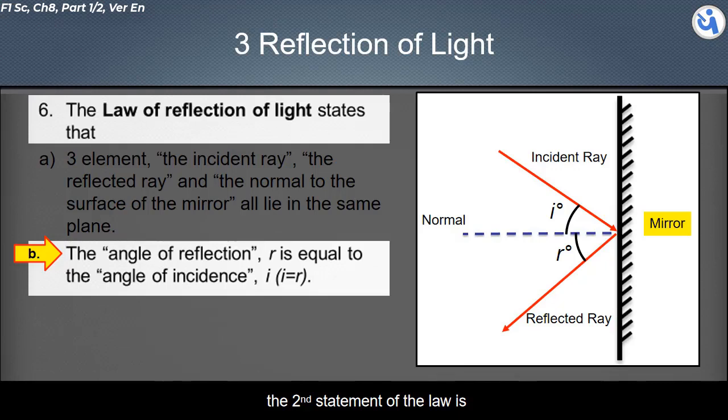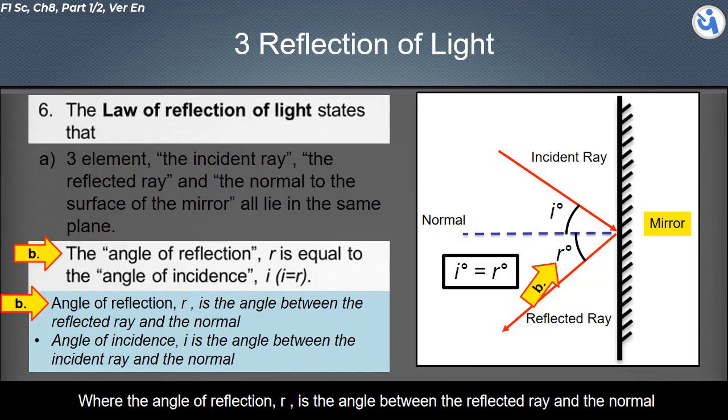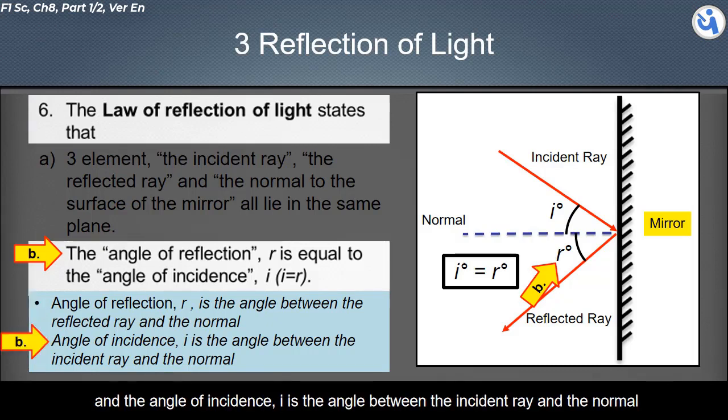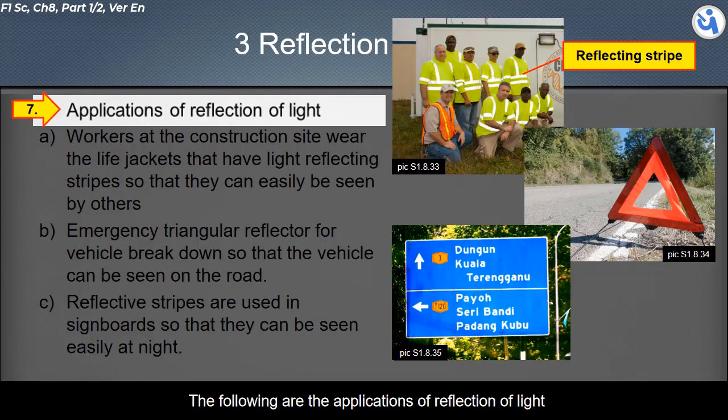The second statement of the law is that the angle of reflection, R, is equal to the angle of incidence, I, where the angle of reflection, R, is the angle between the reflected ray and the normal, and the angle of incidence, I, is the angle between the incident ray and the normal. This is about the law of reflection of light. The following are the applications of reflection of light.